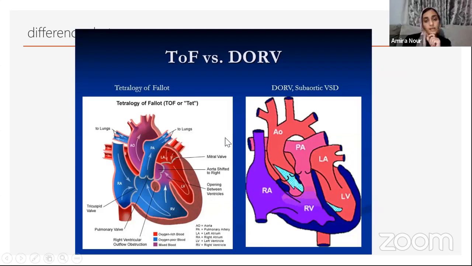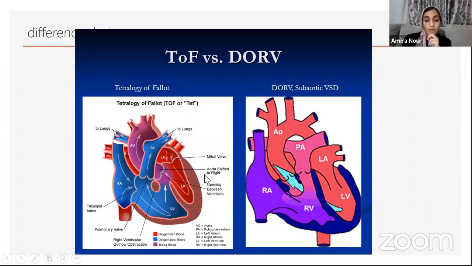Hatem asked me a question, or maybe one of our viewers: what is the difference between the tetralogy of Fallot and the DORV with subaortic VSD and pulmonary stenosis, or the difference between patients with DTGA and DORV with subpulmonic VSD, or Taussig-Bing anomaly? Actually, the main difference is the degree of aortic overriding.